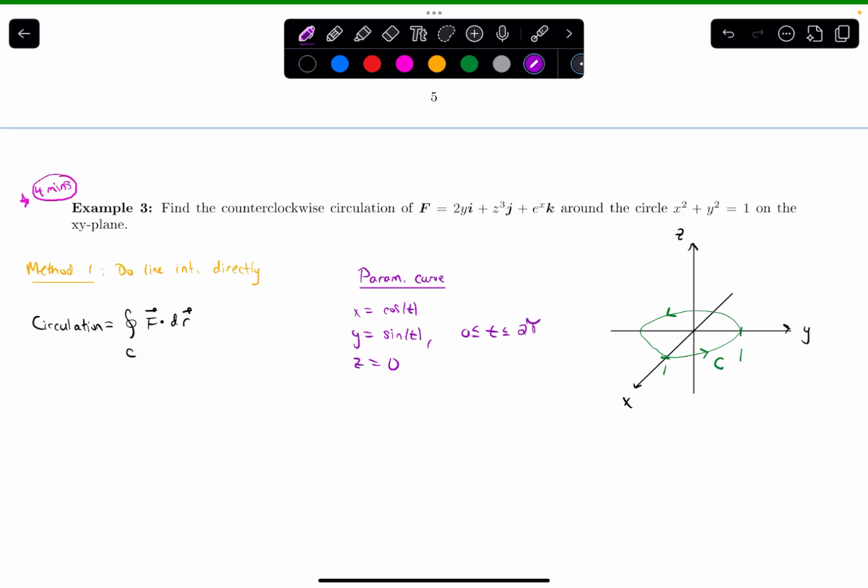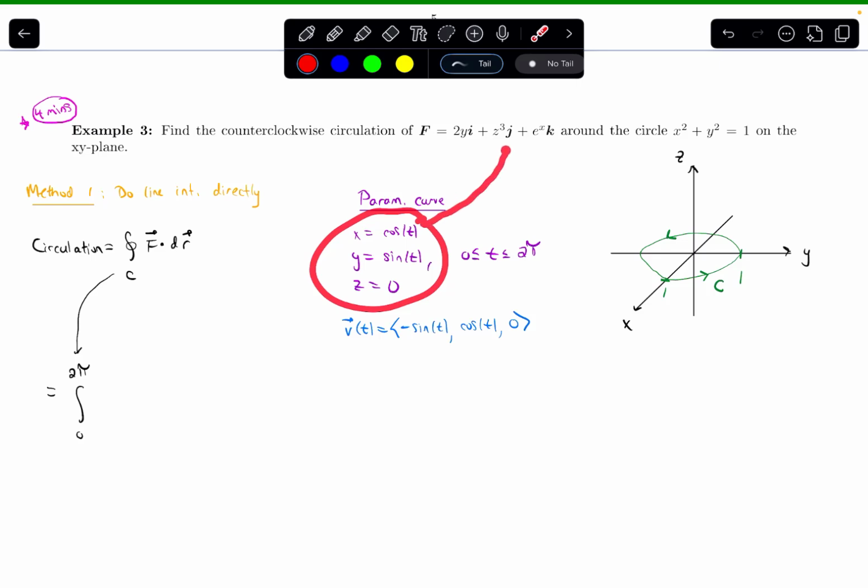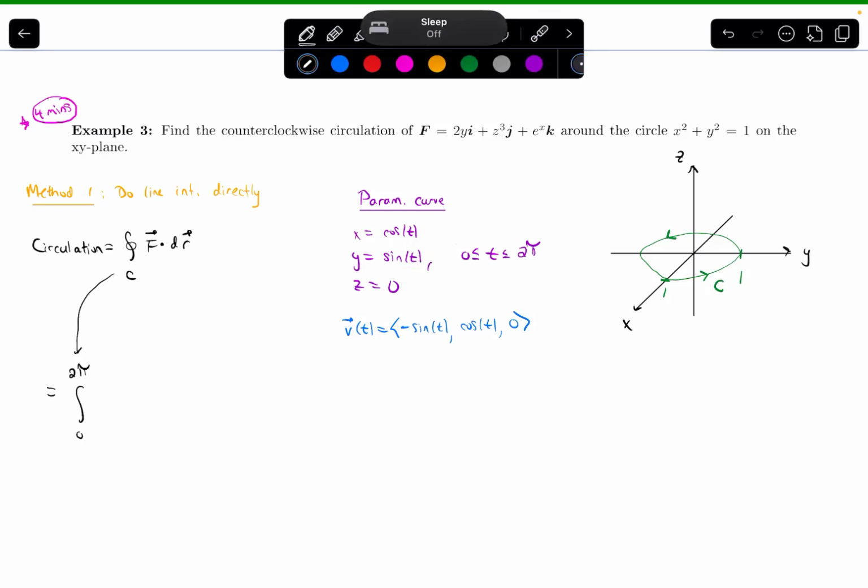From there, I also need to get my velocity vector. Remember, to get the velocity, we take the derivative of each of these components and put them into a vector. That'll give me negative sine t, comma cosine t, comma 0 for my velocity. Now we're ready to evaluate our line integral. So we convert it to a regular integral where t goes from 0 to 2 pi, and then I substitute my parameterization into our vector field. For example, y is sine t, that'll get plugged in for this 2y. So I'll get a vector, 2y becomes 2 sine t, comma z cubed, that's 0 cubed, comma e to the x becomes e to the cosine t.